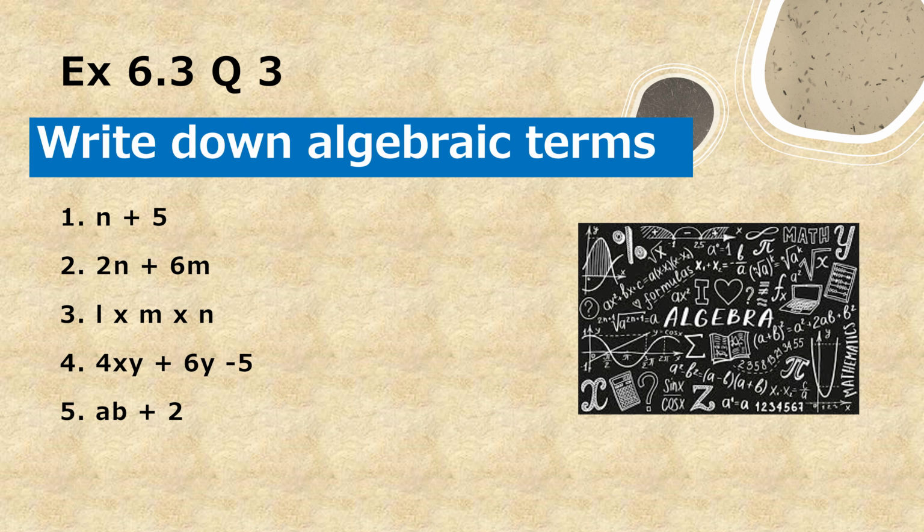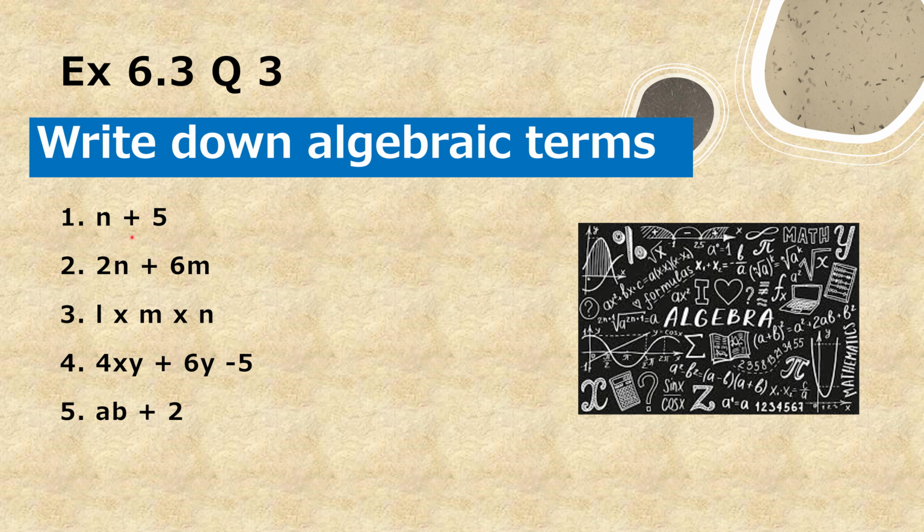This is exercise 6.3 question number 3 and now the question is write down algebraic terms. We have been given some algebraic expressions and we have to find out the number of terms present in them. The first expression is n plus 3. Remember one thing, the terms are always separated by addition or subtraction symbol, not by multiplication and division. If there is multiplication or division symbol, it will be considered as one term.